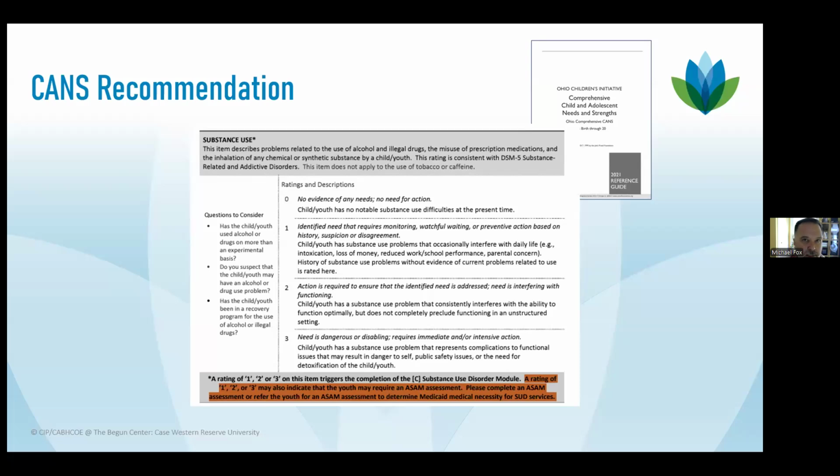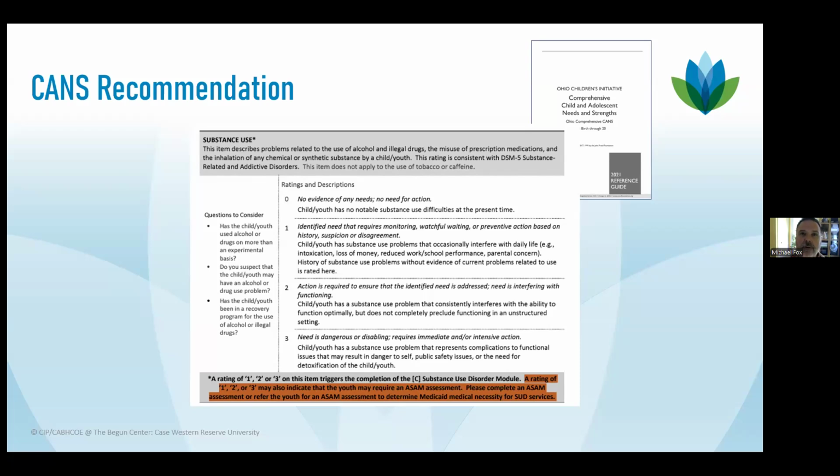Of all the items in the CANS, if you've seen it, there's up to at least 135 items that can be measured. One asks about substance use. And on that one item, if it is rated as a 1, 2, or 3, there's a 4-level rating system, so there's only one number left out on that.